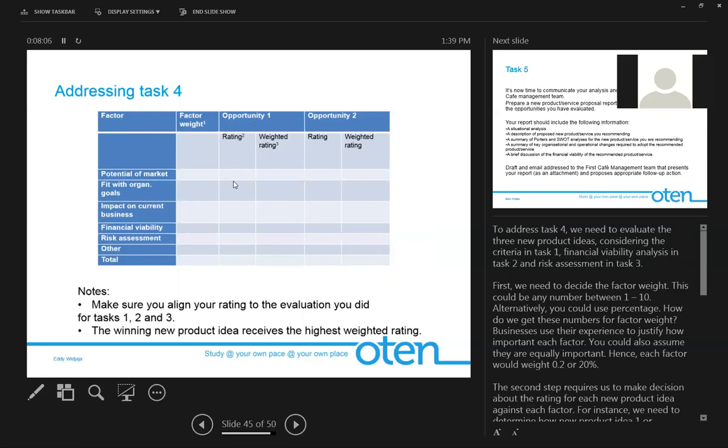Okay. Let's say new product ID. The first new product ID, where we analyze the first new product ID, will generate $100,000 potential market. Okay, and the second one would generate $250,000. Therefore, the first new product ID would be rated less than the second new product ID.